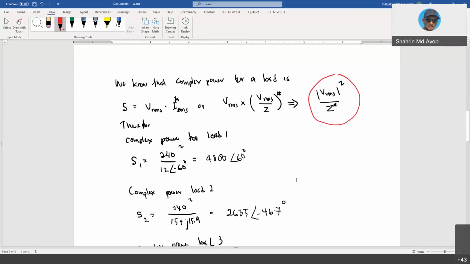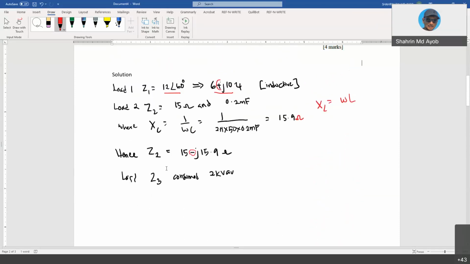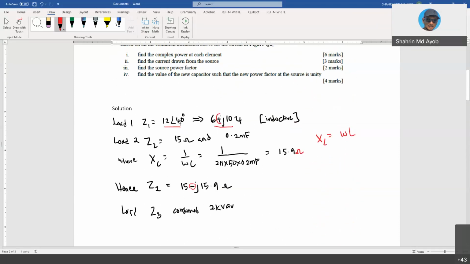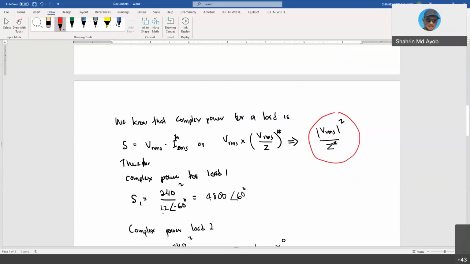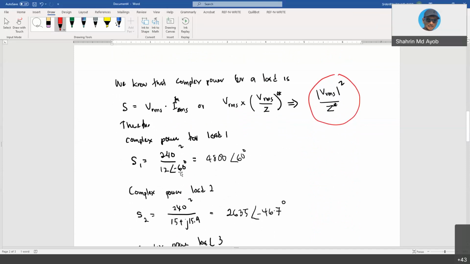For example, for load number 1, complex power S1. This is the voltage across the load, which is 240 volt, magnitude only, squared, over the conjugate of the impedance. The impedance, if you recall, is positive 60 degrees. So when it is conjugated, it will become negative 60 degrees. Please be noted on this also.